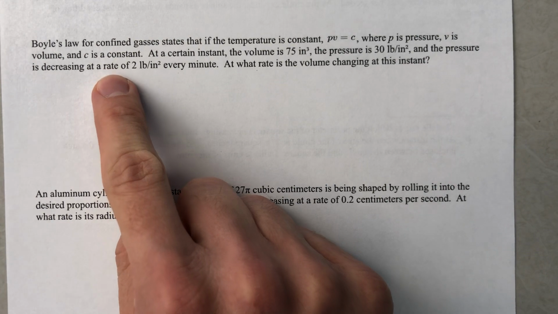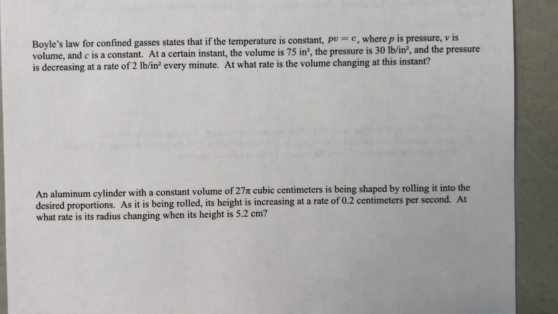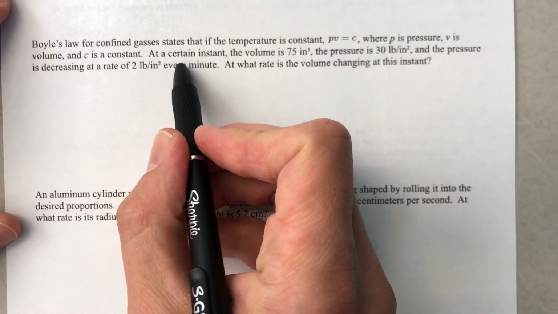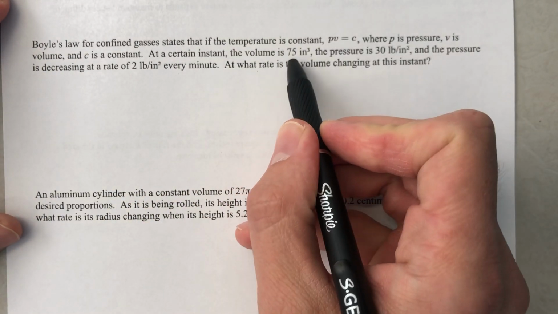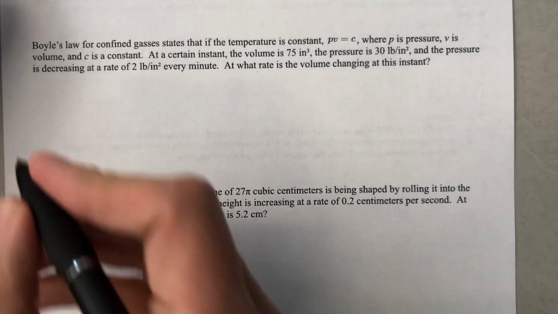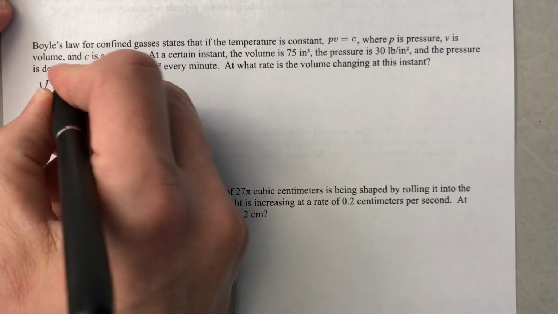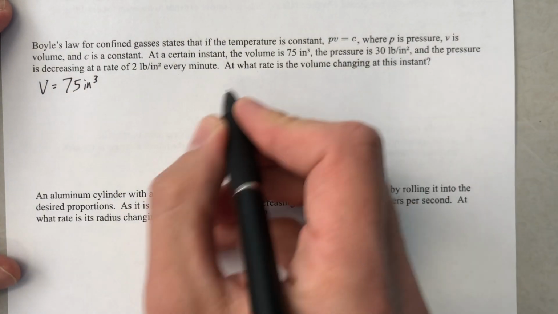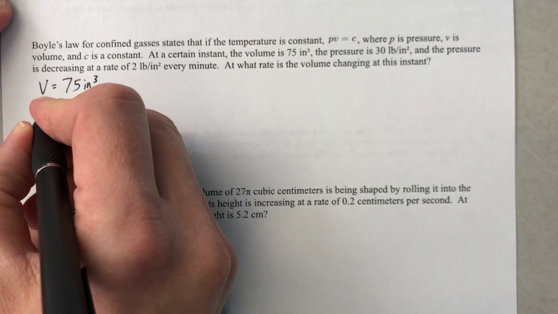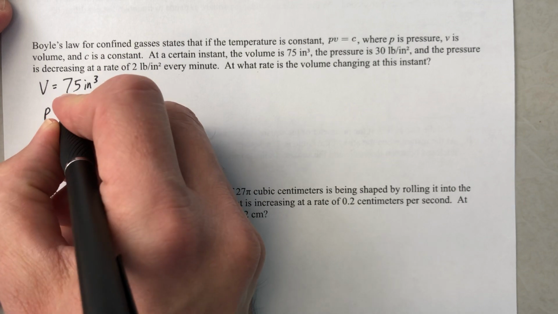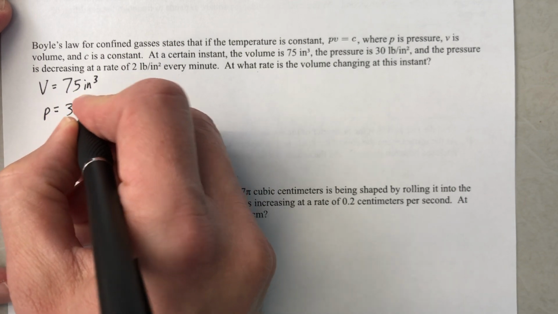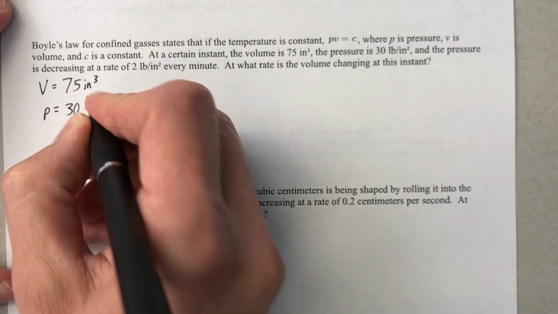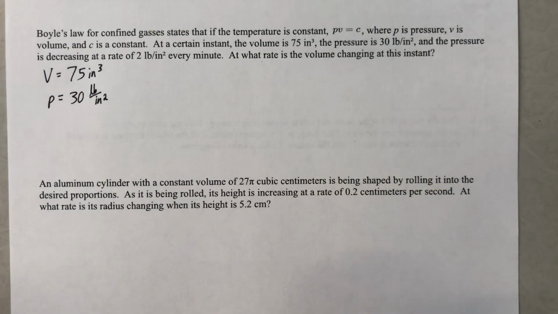Okay, this one's going to get a little wordy, and the units are a little bizarre. At a certain instant, the volume is 75 cubic inches. Let me just start writing. Volume is 75 cubic inches. The pressure, known as P, is 30 pounds per square inch. Pounds, abbreviated LB.